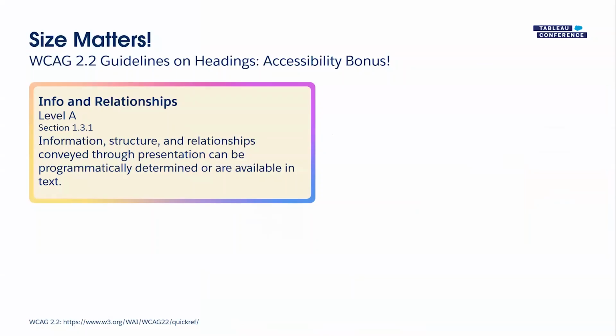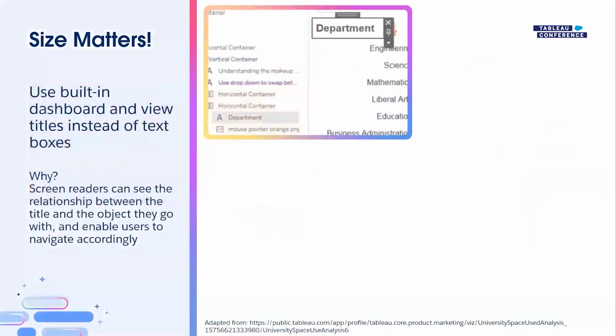So WCAG recommends that the structure of a document, the relationship between parts of a dashboard, be programmatically determined or available in text. What does that mean? Well, simply put, use the built-in dashboard and view titles instead of using text boxes or creating dummy sheets for dynamic titles. Why is that important? Screen readers. A screen reader is an assistive technology that literally reads what's on the screen out loud for users with low or no vision.